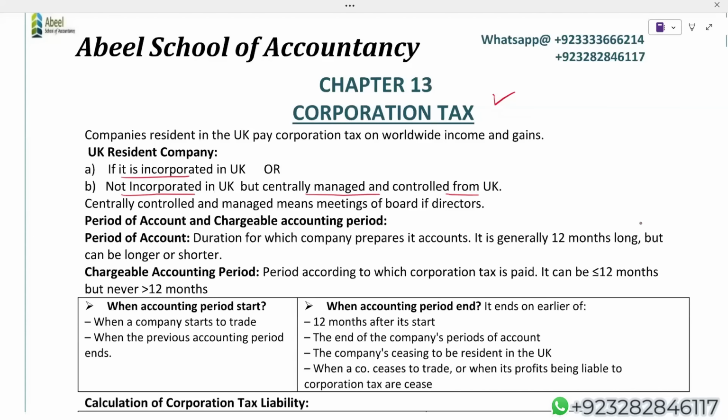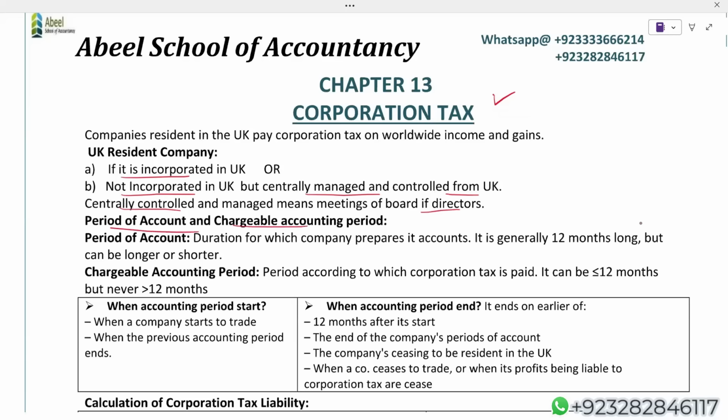UK resident company. Centrally controlled and managed means meetings of the BOD. If the BOD are normally keeping their meetings in the UK, then we say that your company is a UK resident company.